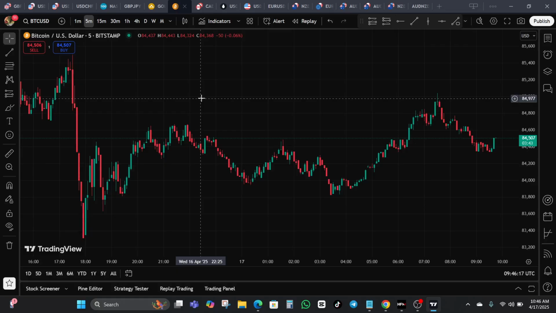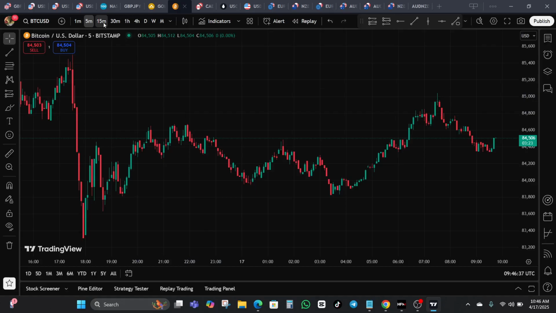So how does this strategy work? Well, we're just going to be focusing on three key things. Okay, one is trend identification, the second is entry confirmation, and finally tight risk management. All right, so let us talk about identifying the trend.